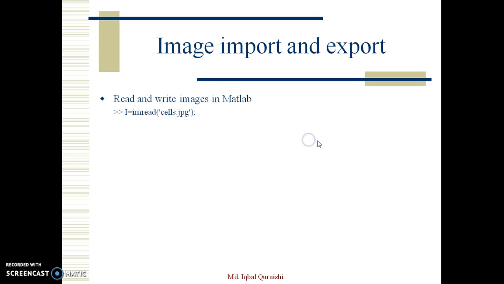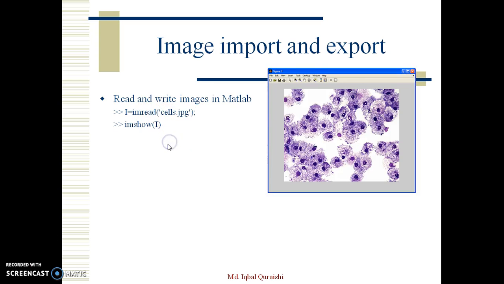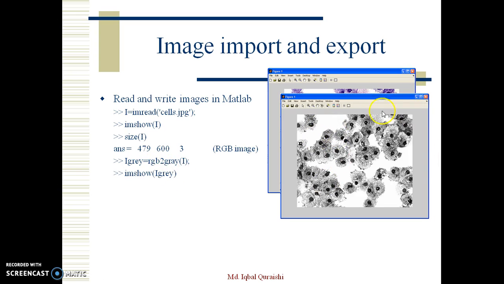Now, if I want to read an image, I read it with I equals imread of cell.png, and then I show this image. This is a 479 by 600 image, and the 3 means it is an RGB image, so it has 3 layers: one is R, another is G, the third one is B. Now, as we have already seen in the last slide, we can apply rgb2gray to convert it into a grayscale image. So see, this one is the grayscale image.